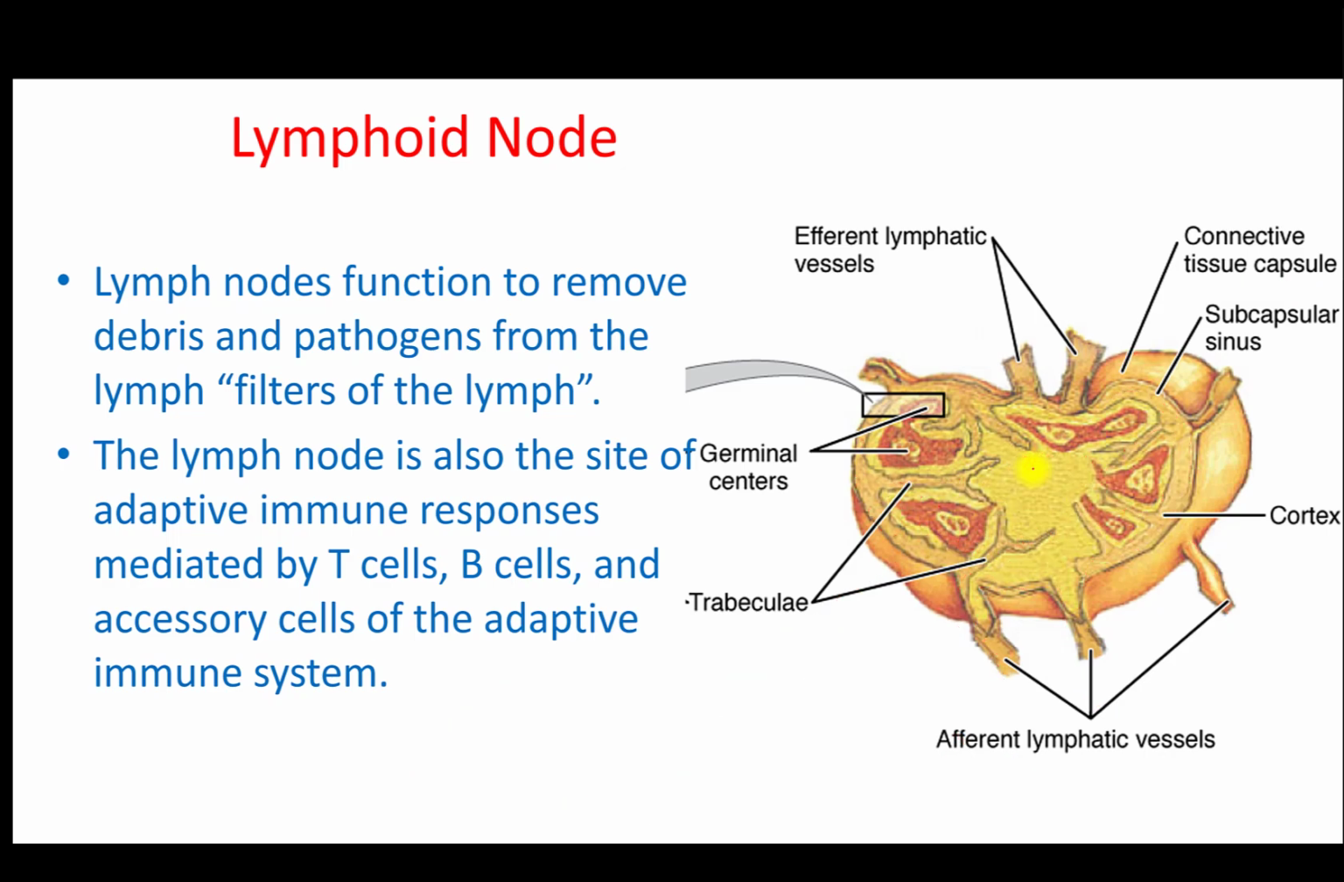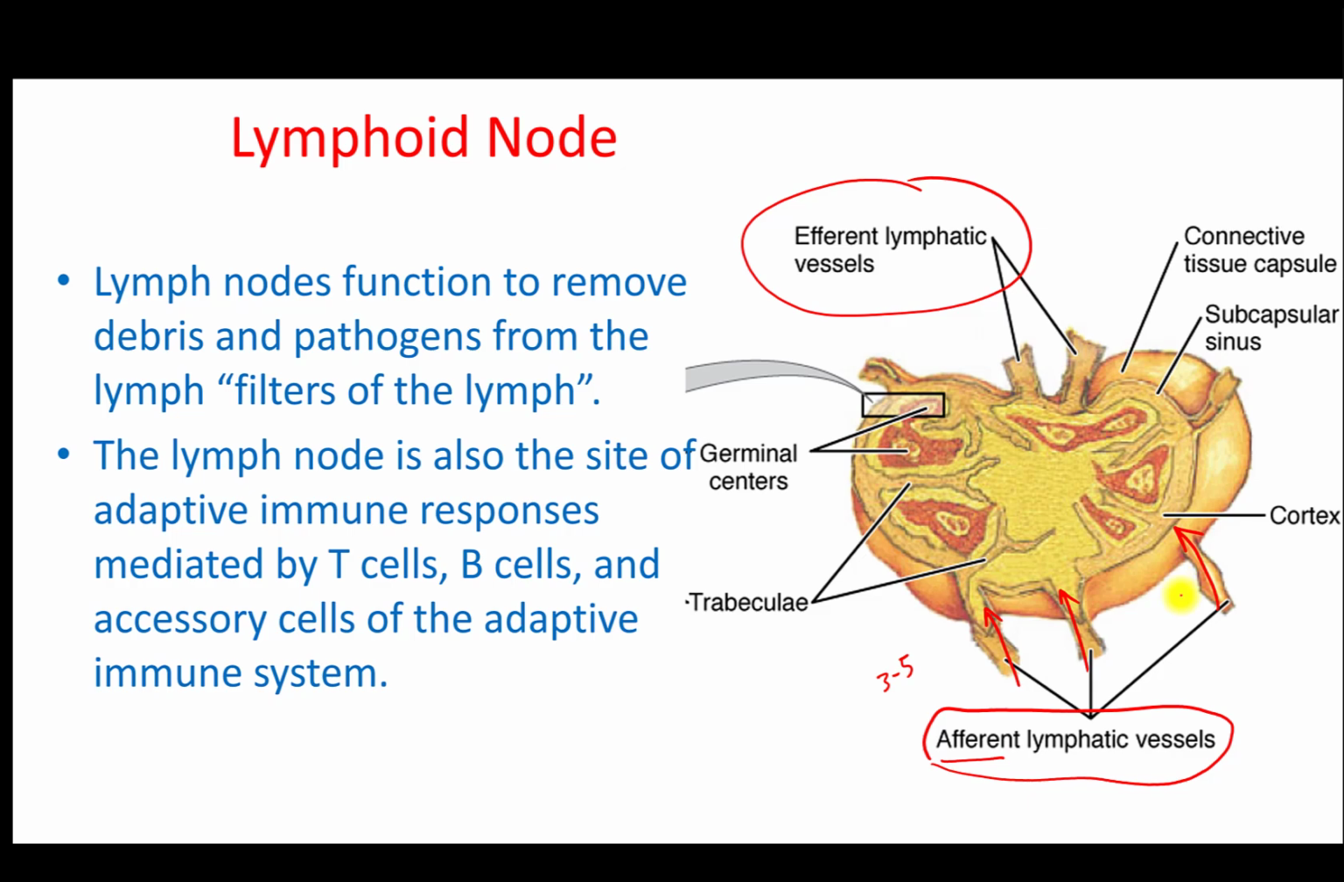Another important structure of the lymph node is the afferent lymphatic vessels and the efferent lymphatic vessels. Each node will have 3 to 5 afferent vessels, which bring lymph into the lymph node, and 2 to 3 efferent vessels, taking the lymph out. So there is always more lymph coming, less lymph leaving. What is the purpose of this? The purpose is also to slow down the speed of the lymph, to cause a jam.